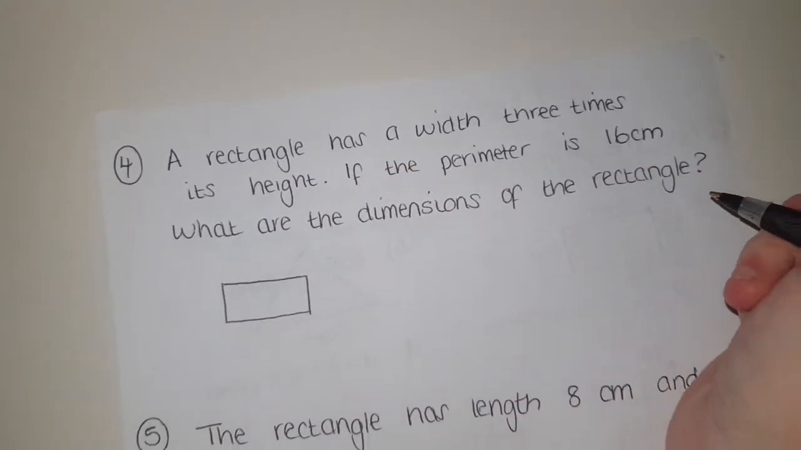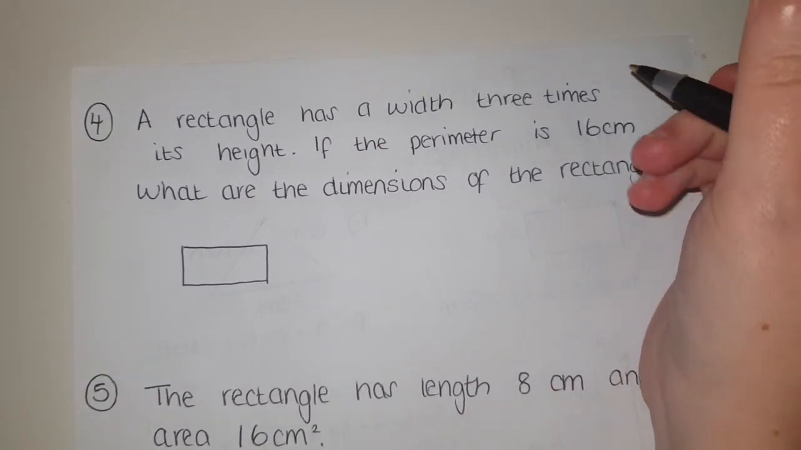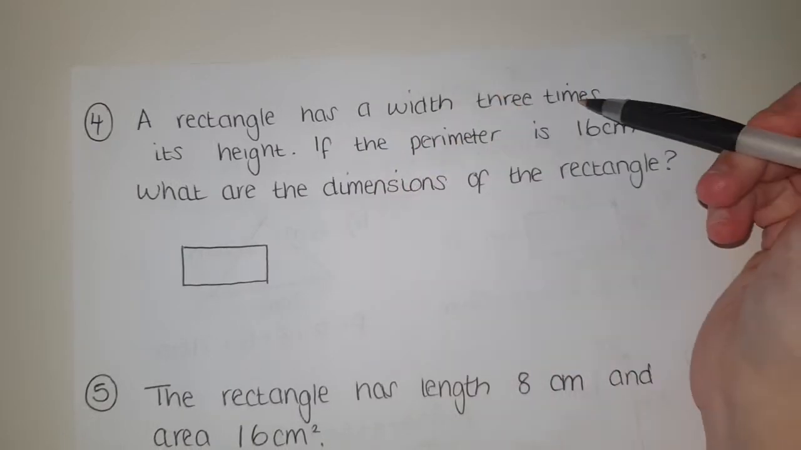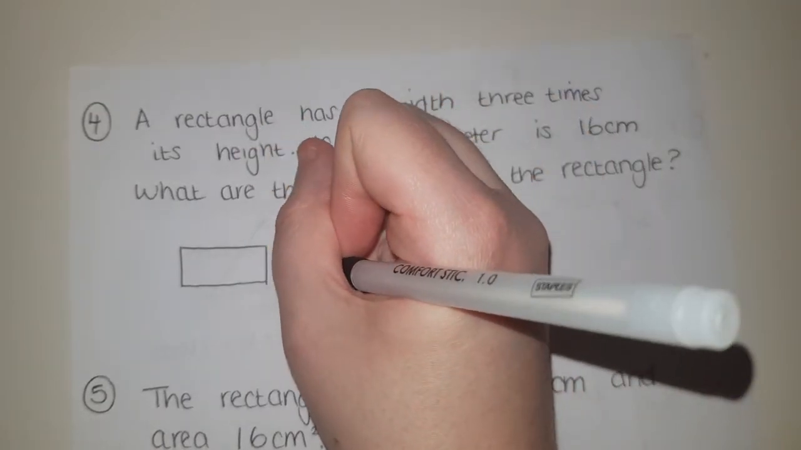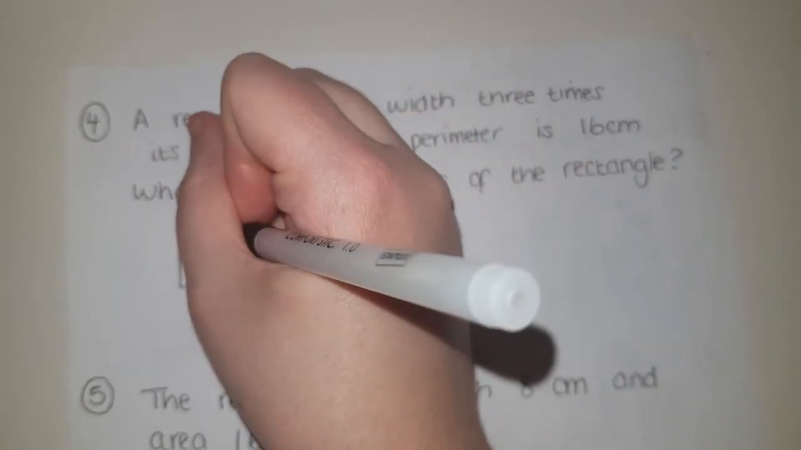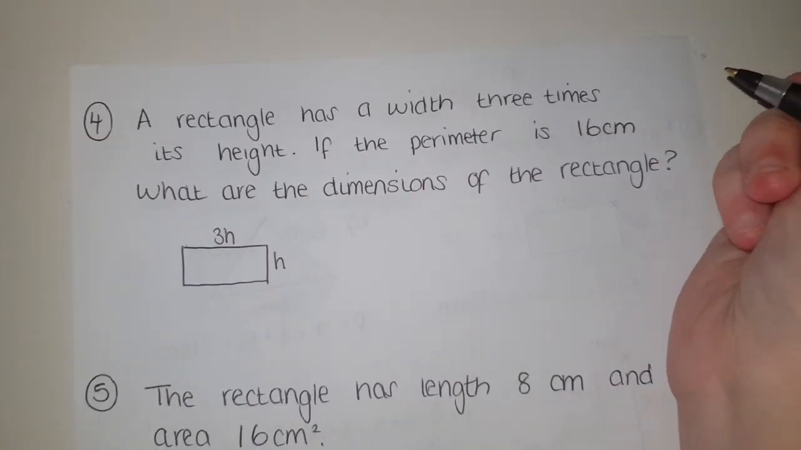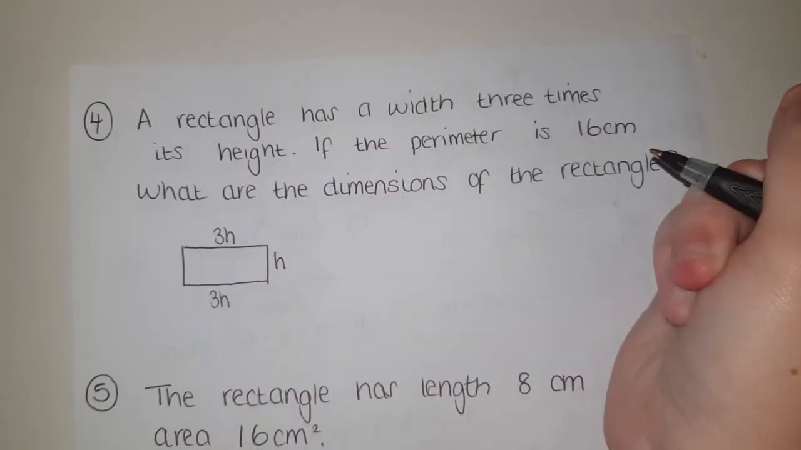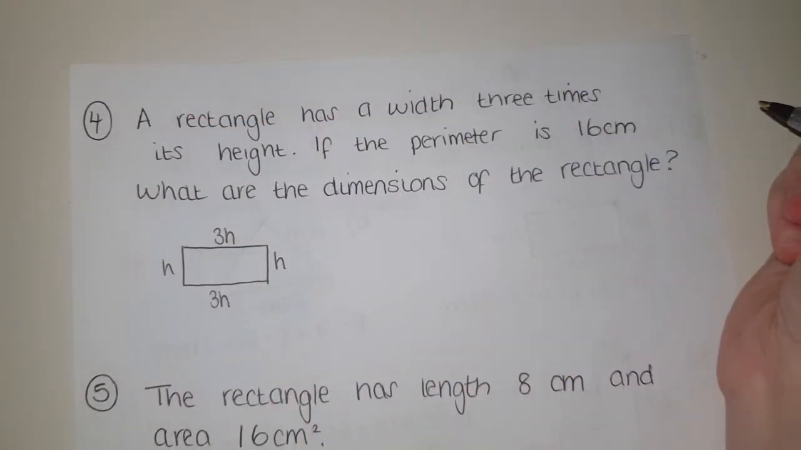Okay, and this is where we're going to start introducing algebra a little bit. So you know the width is 3 times its height. So if I use h for the height, then this width is 3 times this. So I've got 3h. That means that the bottom measurement must be 3h, and this height must also be h.